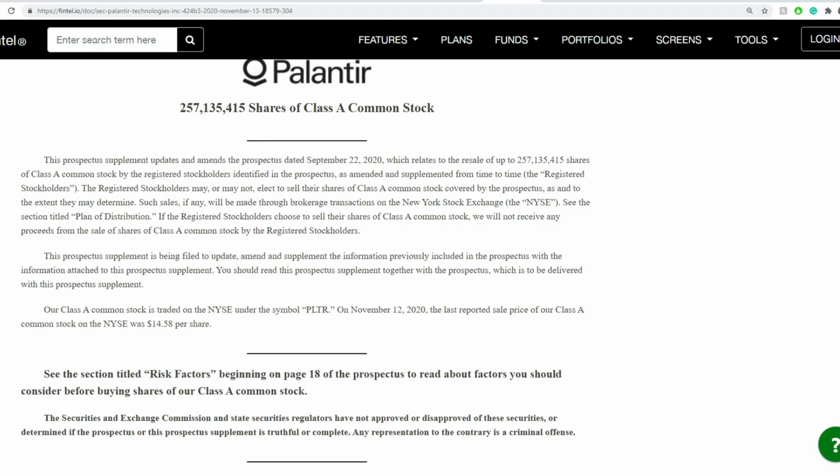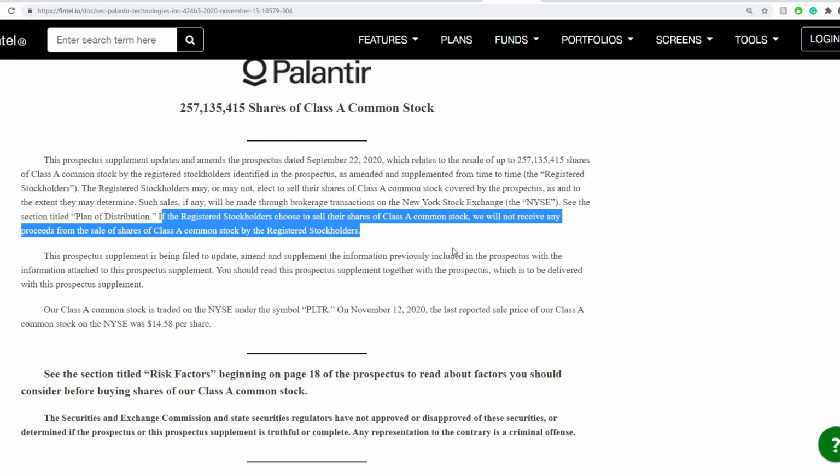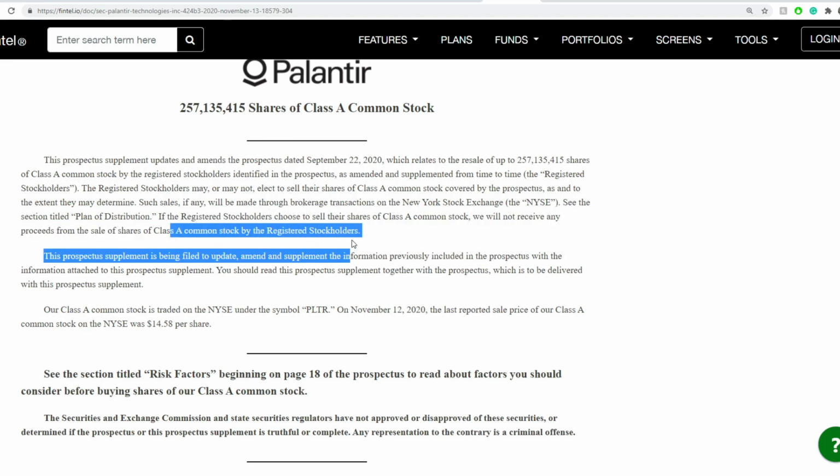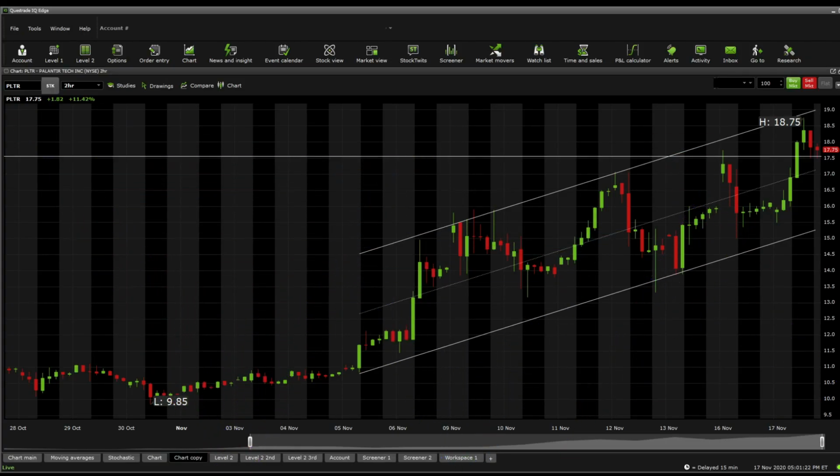Now, there are around 257 million shares for resale, but as you can see here, if the registered stockholders choose to sell their shares of Class A common stock, we will not receive any proceeds from the sales of shares of Class A common stock by the registered stockholders. And so that kind of gives us a sense. There's a lot of things going on here, but overall it looks bullish and institutional buyers are picking them up like hot pancakes. So that gives a bit of an insight.